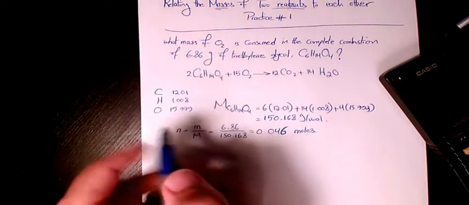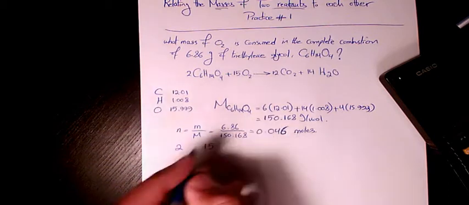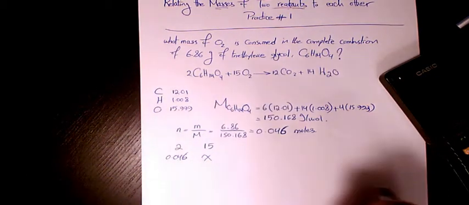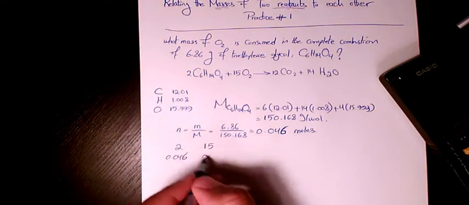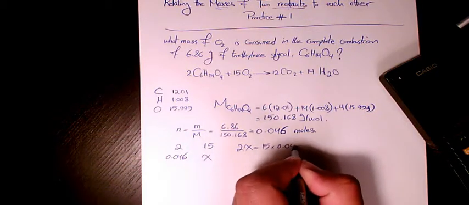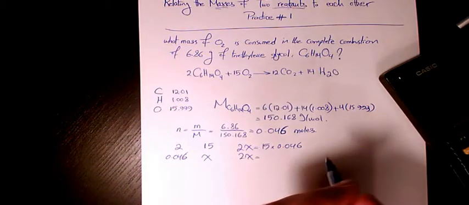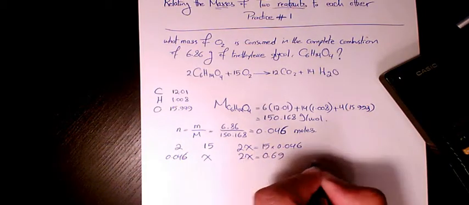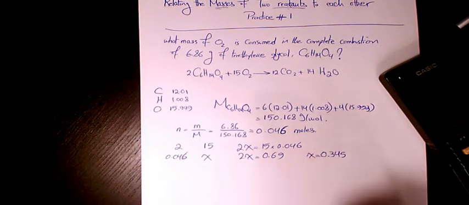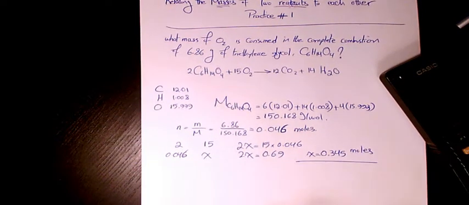So for 2 moles of triethylene glycol, we react with 15 moles of oxygen. Right now we have 0.046 moles. How many moles of oxygen? So we do cross multiplication: 2 times x equals 15 times 0.046. So 15 times 0.046 makes 0.69. So x will be 0.69 divided by 2, which is 0.345 moles. So that's the number of moles needed for oxygen.